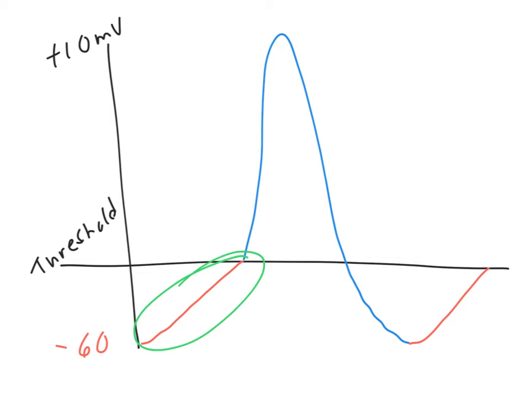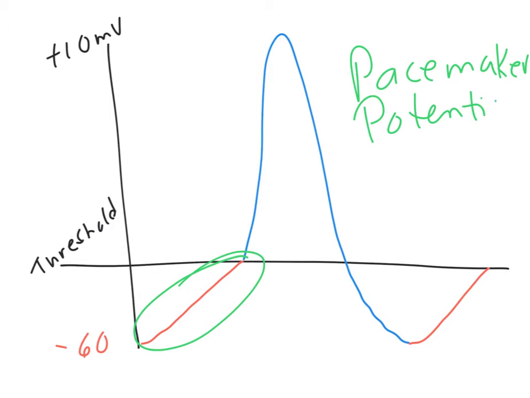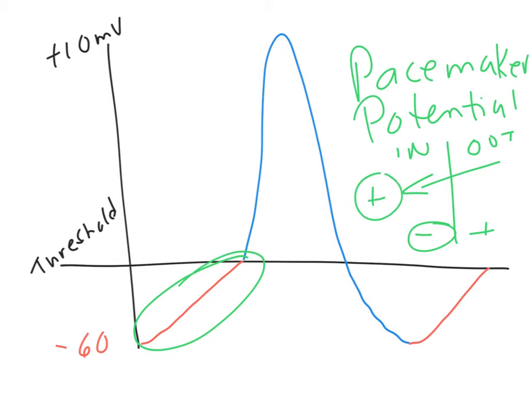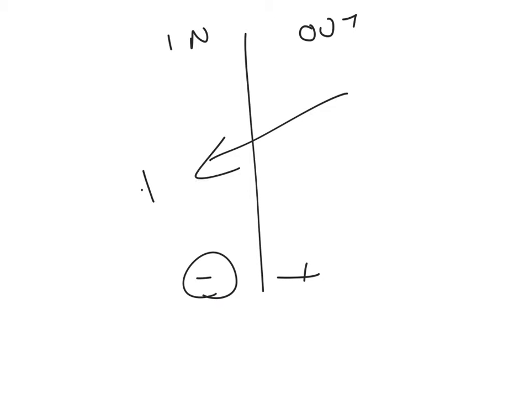Now let's take a look at what is responsible for this part of the action potential. Again, it's not a resting membrane potential because it never rests. This is known as the pacemaker potential. It is a depolarization, which means the inside of the cell is getting less negative, so positive charge must be coming inside the cell.